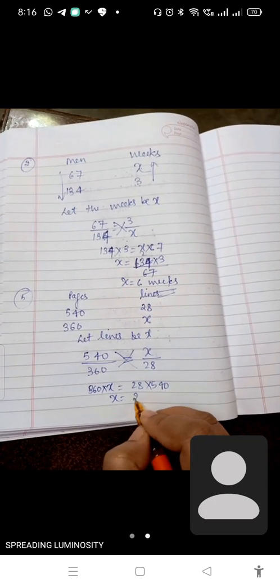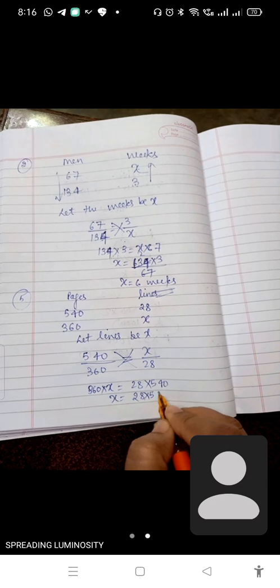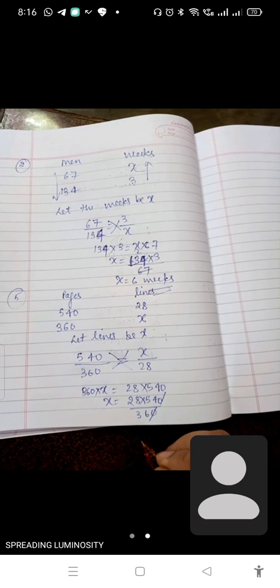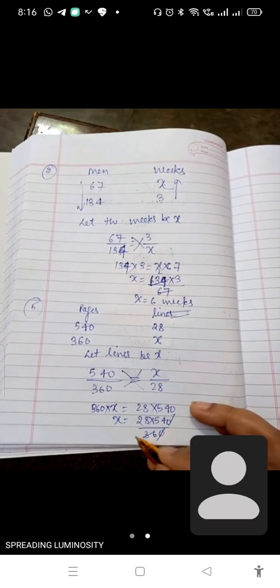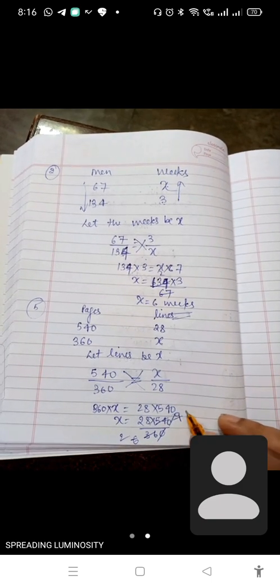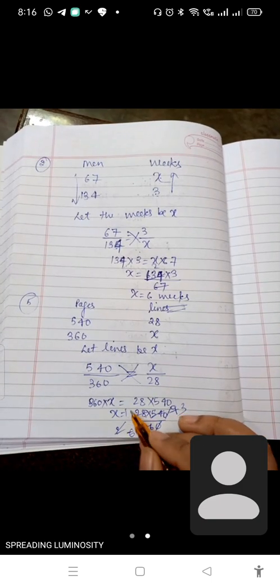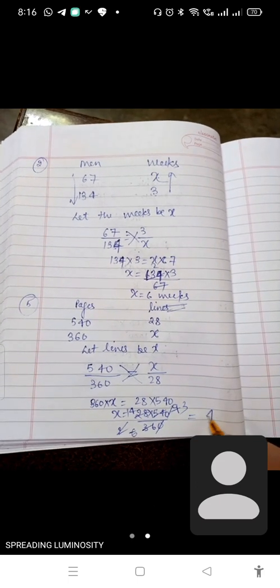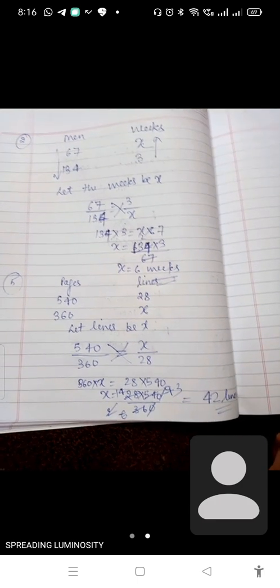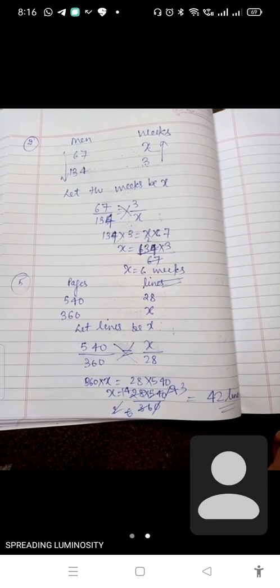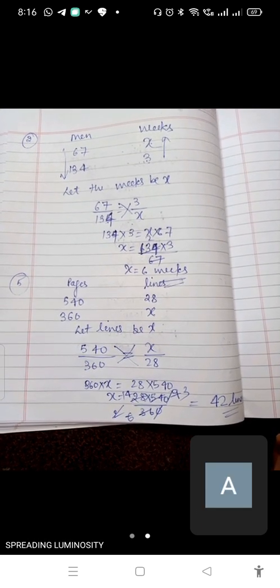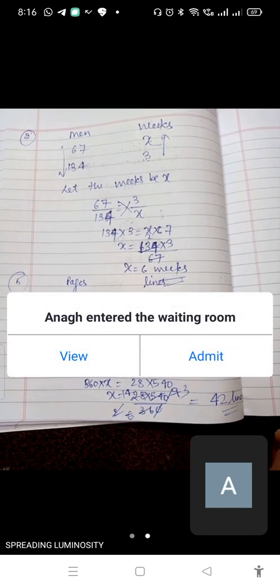So X is equals to 28 into 540 by 360. This is 6, 9. 3 twos are 6, 3 threes are 9. This is 40. It will be 42 lines. Is it clear? Is there any confusion?